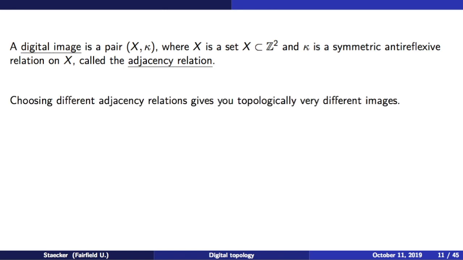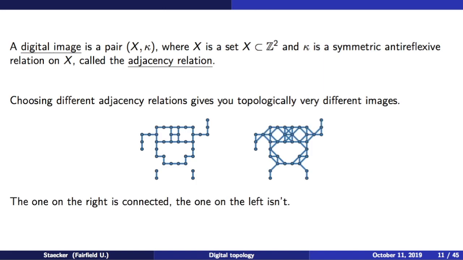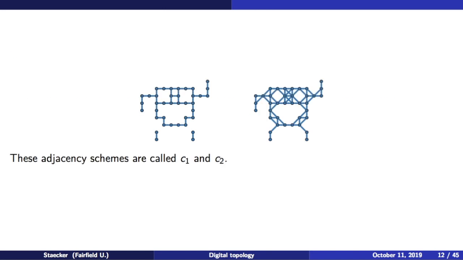And choosing, like I said before, different adjacency relations will give you different things topologically, like these two. The one over here is connected, but this one is not connected, so it makes a difference. There are names for these. Siraj talked about this also. There are actually many different names used by different authors, but I'm going to call this one C1 over here, and this one C2 over here.